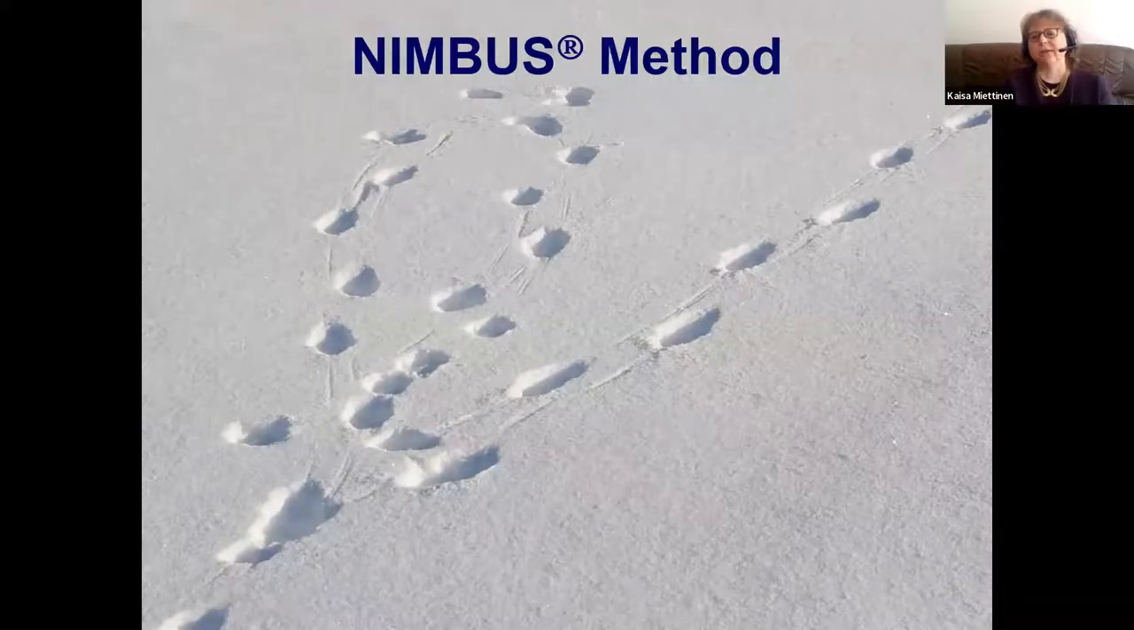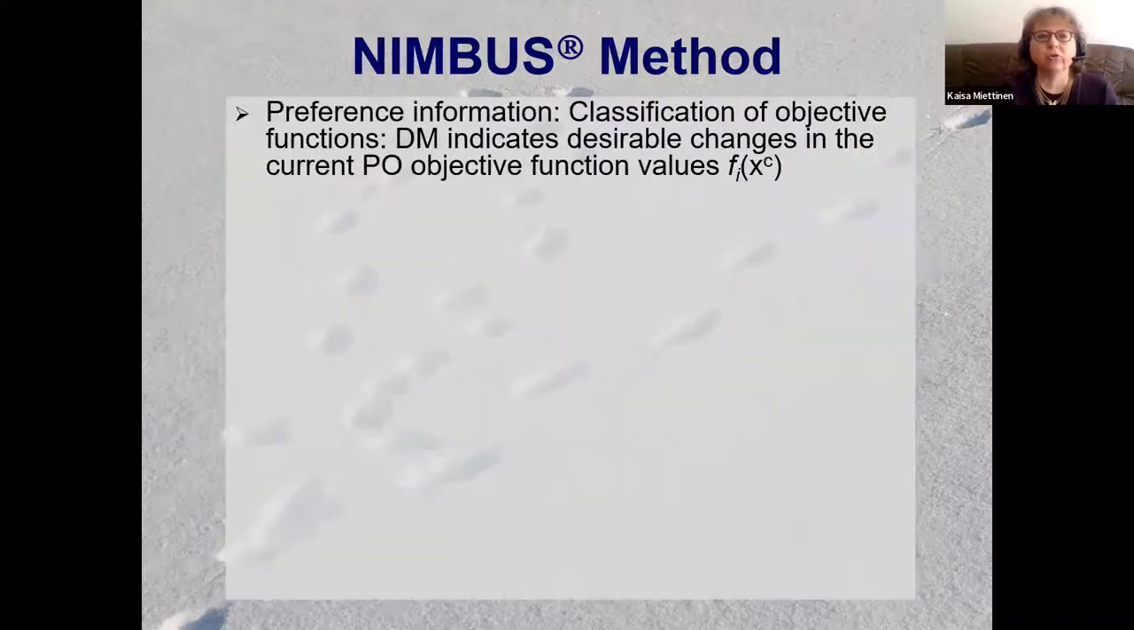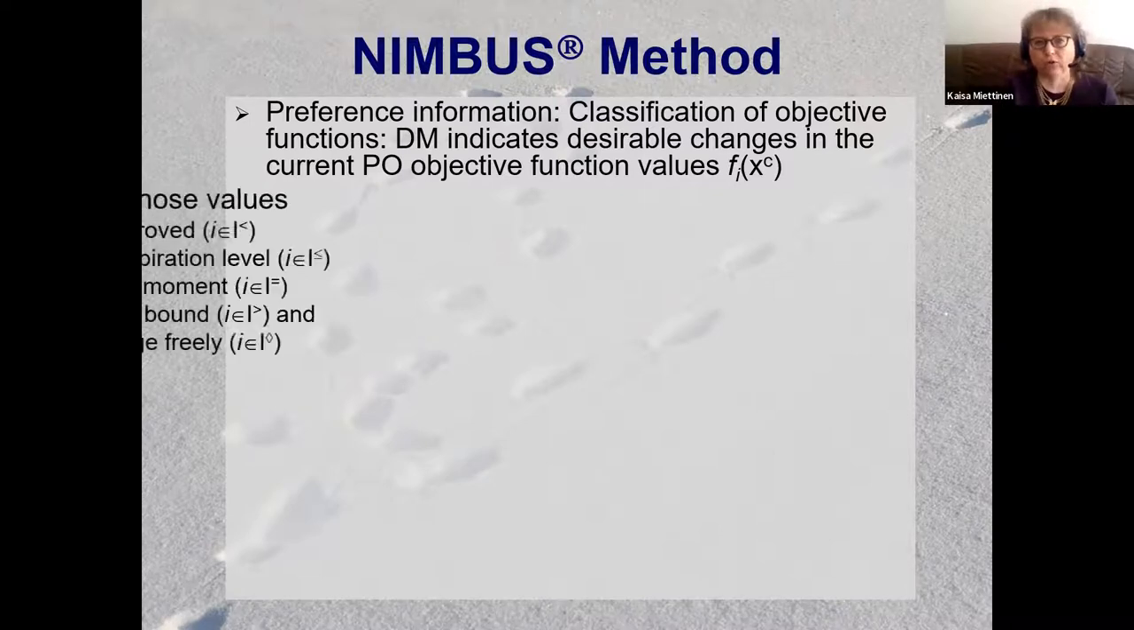Another interactive method is Nimbus. I referred earlier to classification. So here the preference information is given in a different way. The decision maker sees one Pareto optimal solution and the objective values at that solution, and is asked to say how the function values should be changed to get a more preferred solution.